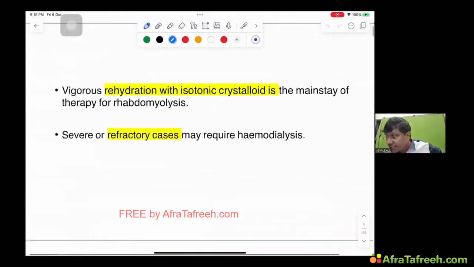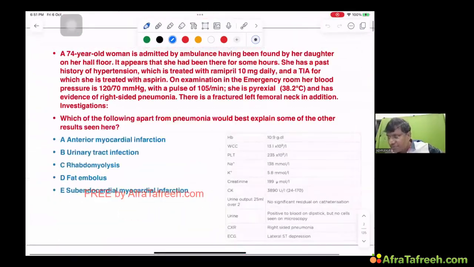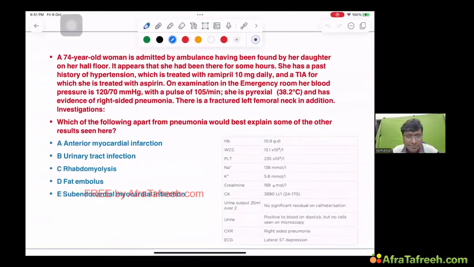And yes, many of you were answering fat embolism. Why have you answered fat embolism? Many of you have thought of fracture of the femoral neck.